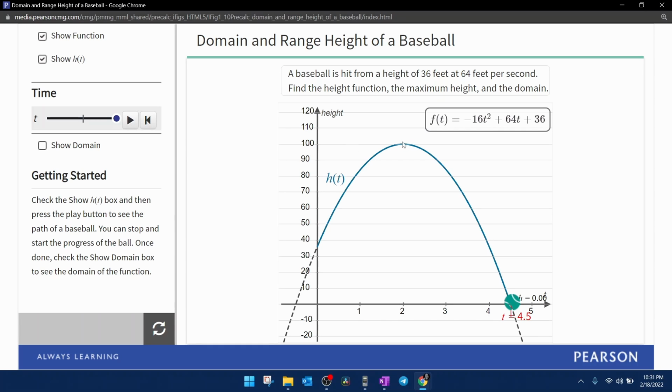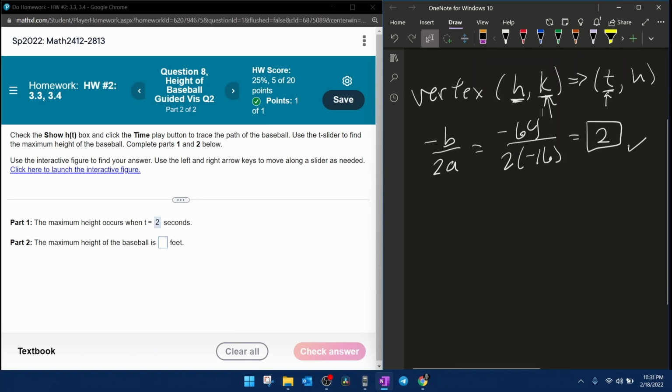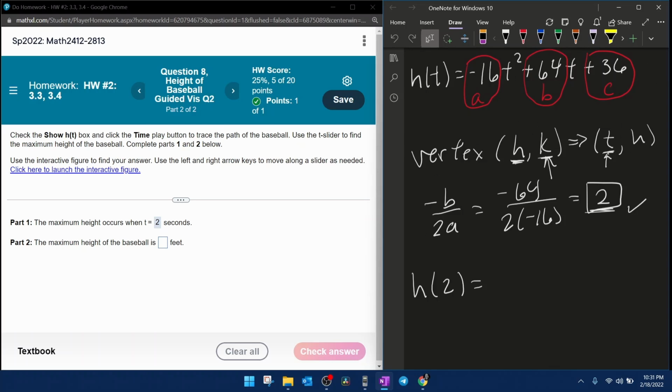It may be exactly 100, but the only way to know for sure if it is exactly 100 is to evaluate our height function when the time is 2. We need to calculate h(2). So that's going to give us negative 16 times 2 squared plus 64 times 2 plus 36.